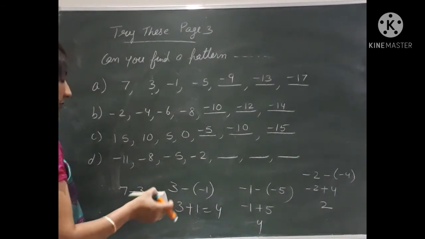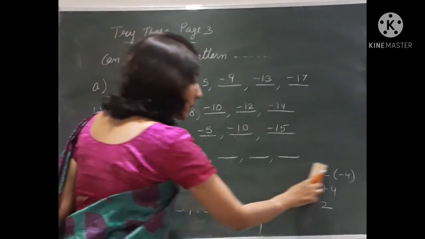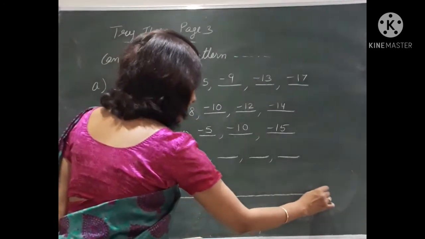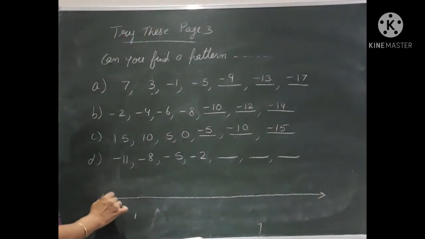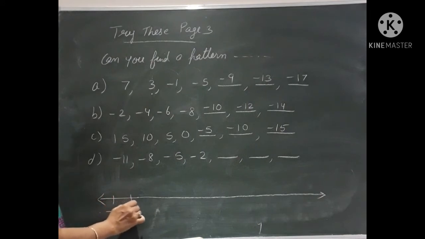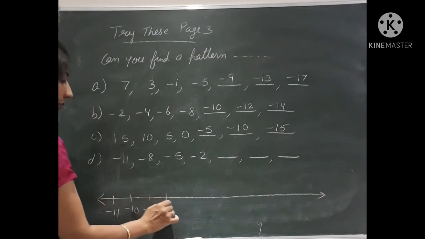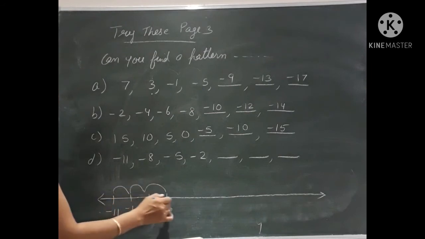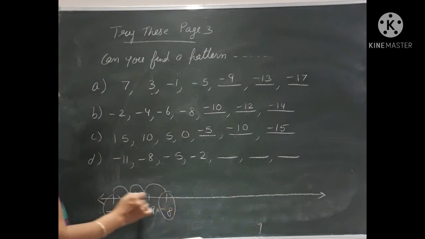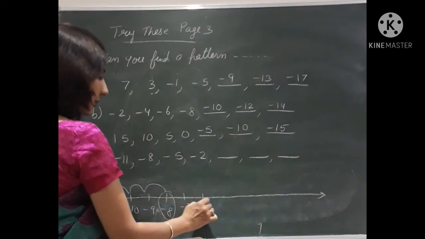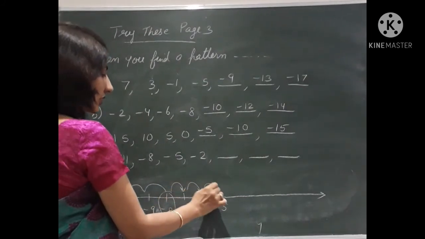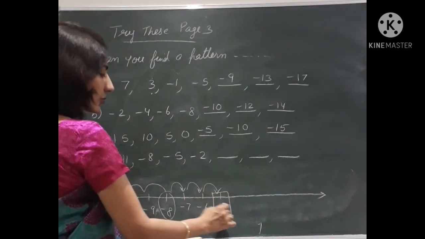If you are not able to get it like this, you can take the help of the number line also. See how on the number line if I draw this, minus 11 is to the extreme left. Here somewhere minus 11. Then after minus 10, minus 9, minus 8, 1, 2, 3. So after the jump of 3, I went to minus 8. Then minus 7, minus 6, minus 5. Jump 1, 2, 3. So jump of 3, I reached minus 5.